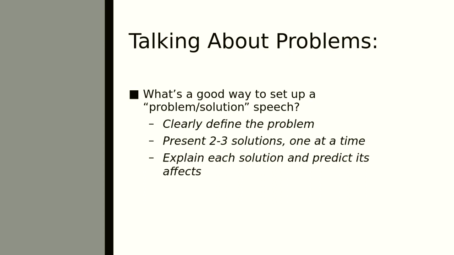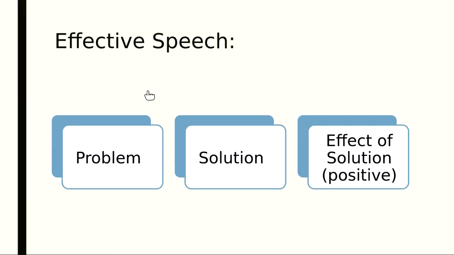So when you're giving a problem solution speech, make sure you clearly define the problem, and then make sure you present 2 or 3 solutions, one at a time. So you give your first solution, then you explain the solution and predict its effects. Then you give the next solution or possible way to solve the problem, and then you explain that and predict the effects. So this right here is how you set up a problem solution speech. So let me show you on the next part what it looks like.